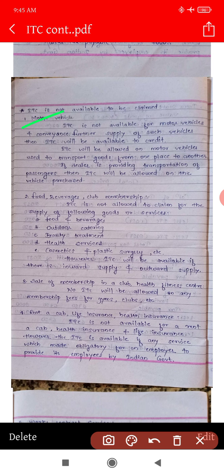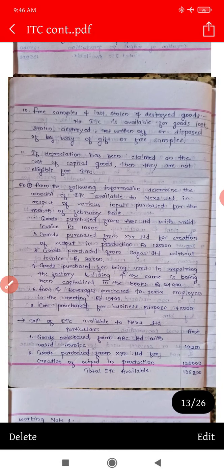But if you're supplying this vehicle, means you're in the business where you are purchasing goods from the manufacturer and supplying it to a further customer, so you are a dealer kind of thing, when you're doing such kind of business, you will get input tax credit. Or if you are in the business where you are transporting passengers from one place to another, or transporting goods from one place to another, even in that case you will get input tax credit. So what is the condition given in the problem here? There is a car purchased which is for business purpose, so this input tax credit is not available.